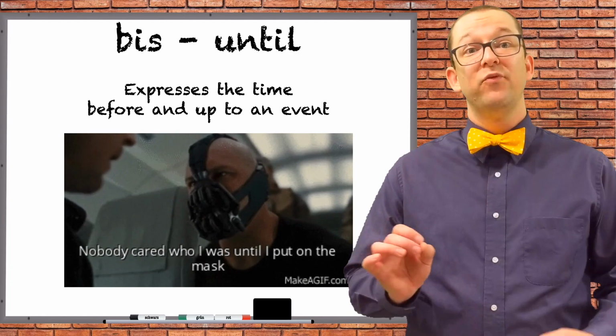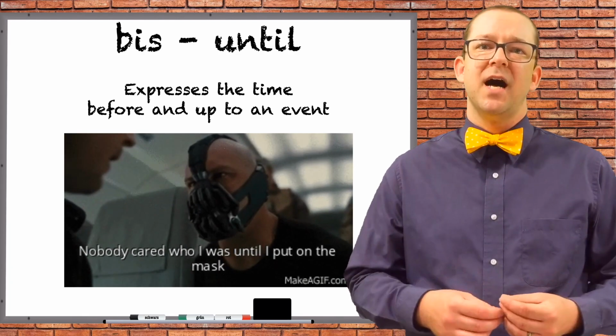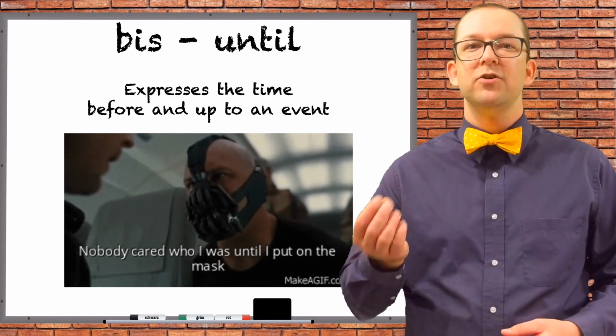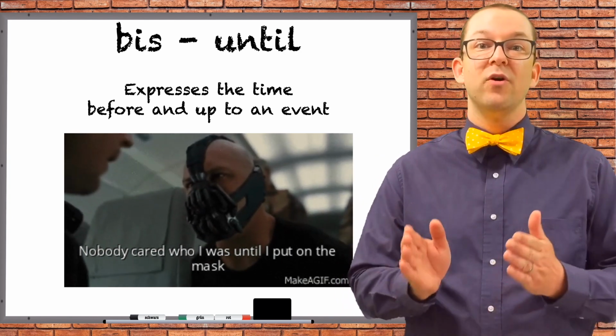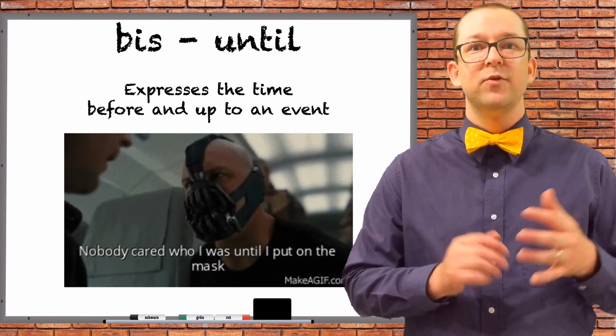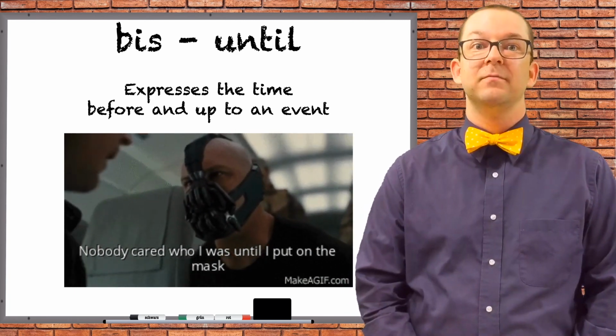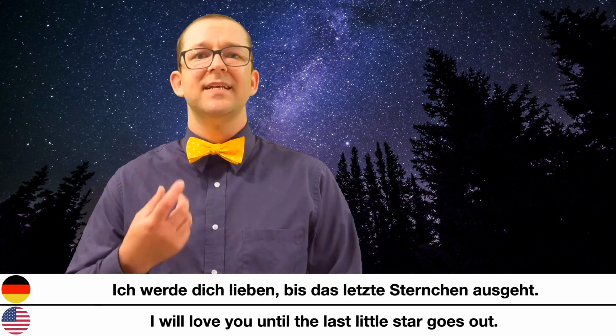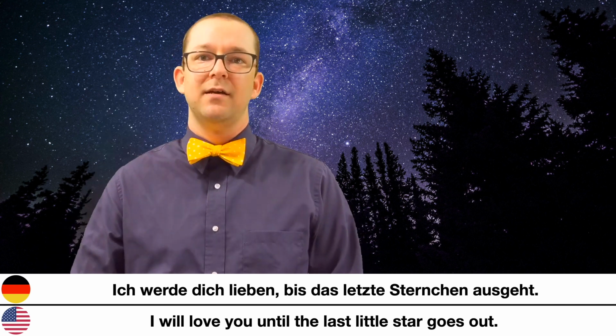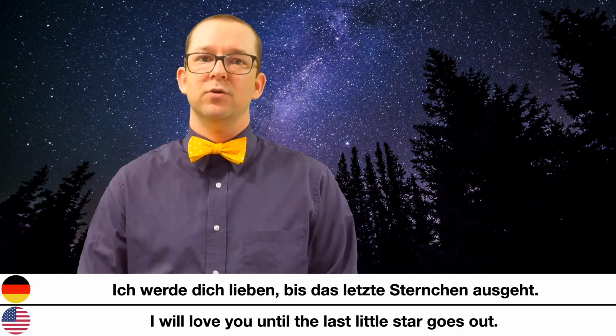While before and ehe both talk about the time before something occurs, the conjunction bis expresses the time before and leading up to the occurrence. The translation is until. Here are a few examples of it in action. Ich werde dich lieben, bis das letzte Sternchen ausgeht. I will love you until the last star goes out.